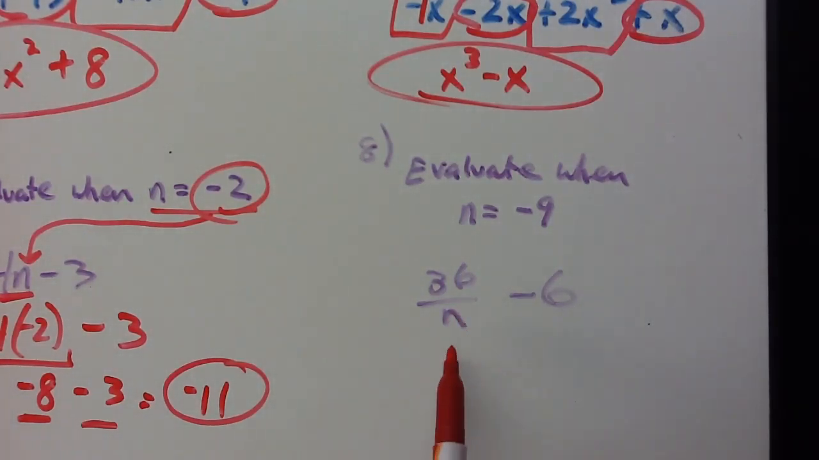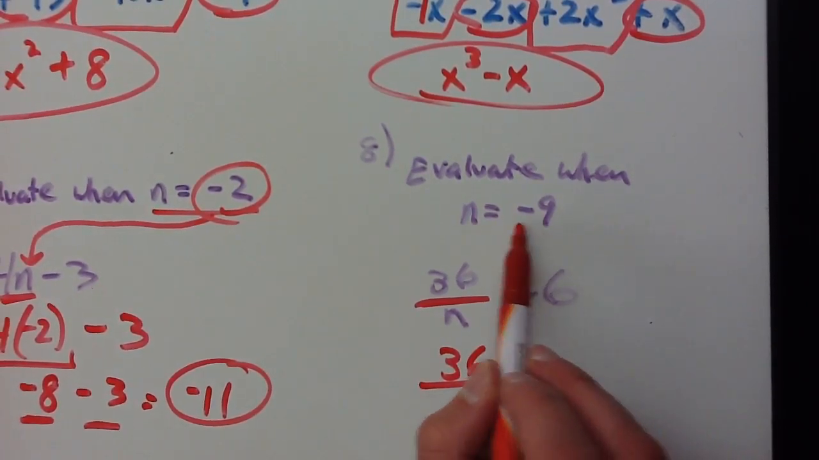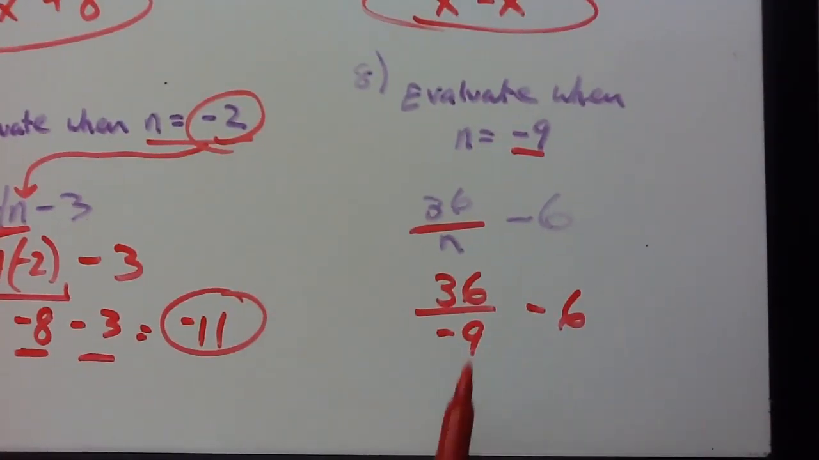Number 8, evaluate when n equals negative 9. This is 36 over n. Now, what does this fraction bar mean? Doesn't that fraction bar mean division? Yeah, right? So I have 36 divided by n, which is this. Okay, then I'm going to subtract 6. What is 36 divided by negative 9? Isn't that negative 4? Yep, different signs. Not subtract, right, because I'm dividing. So I would say different signs negative, right?